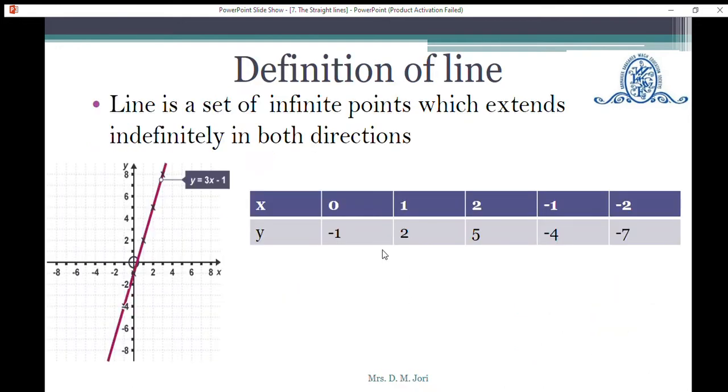Let us first see the definition of straight line. Line is a set of infinite points which extends indefinitely in both directions. So this is a straight line which you can extend indefinitely, and you can plot any number of points on that line.